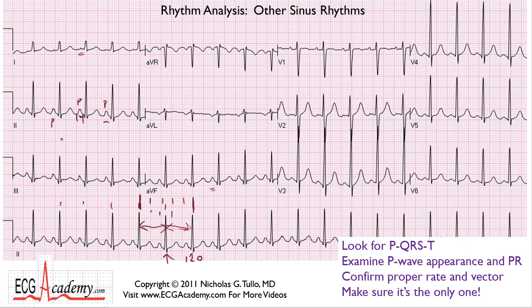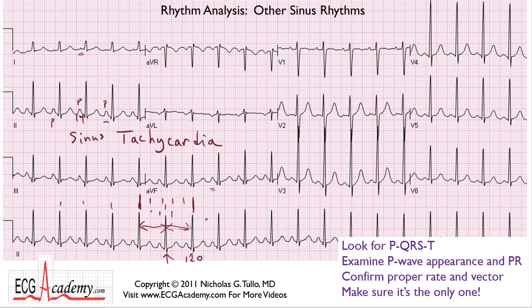So it would appear to be a sinus rhythm, but greater than 100 beats per minute. And so this is known as sinus tachycardia. Sinus tachycardia arises from the sinus node, but by definition, it's a heart rate of greater than 100 beats per minute.